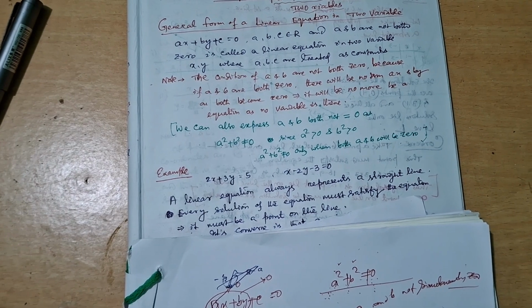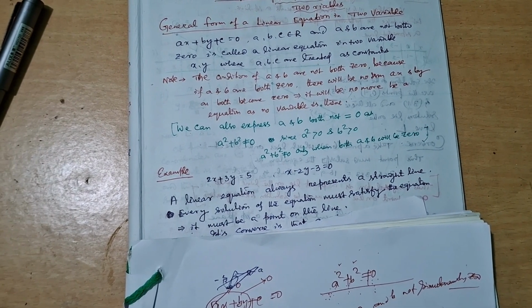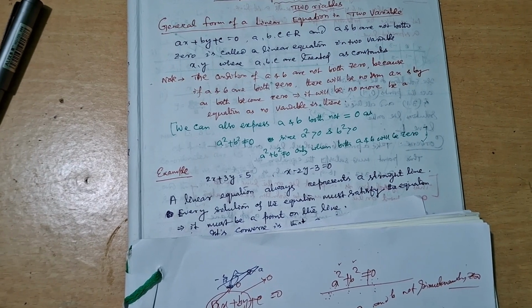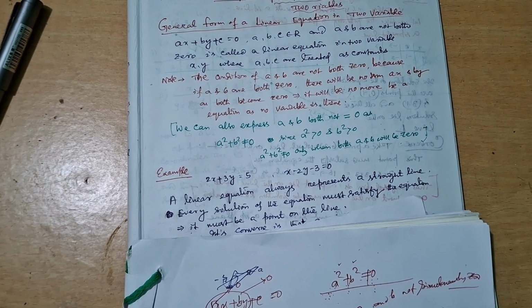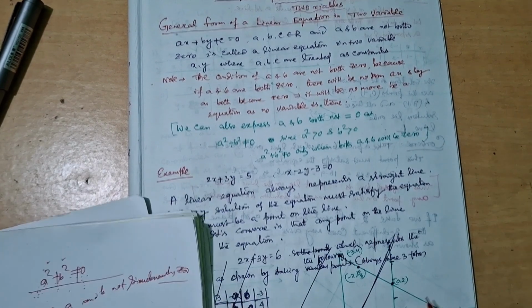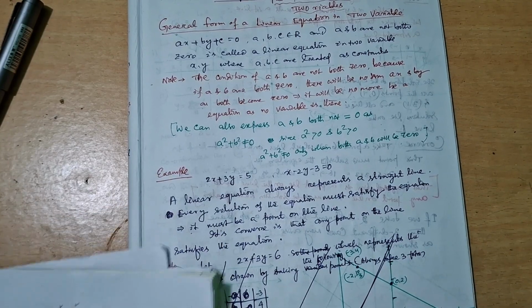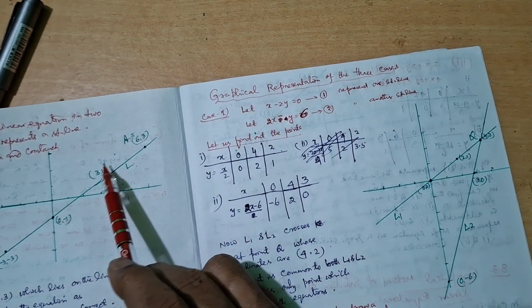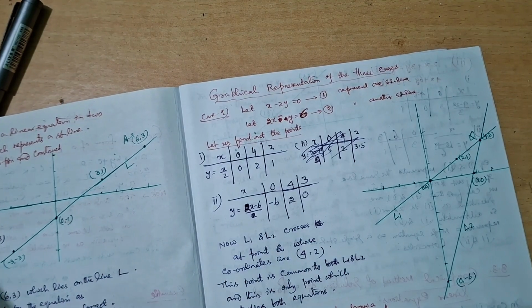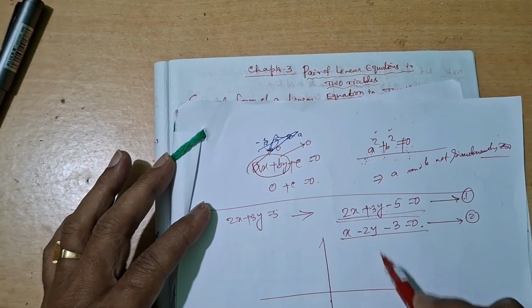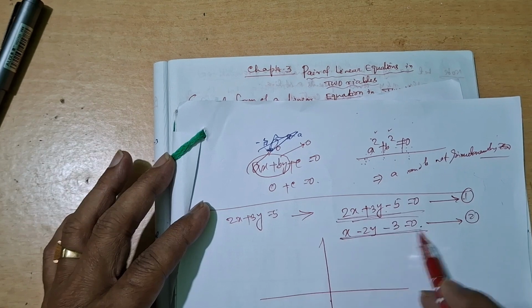So how will we solve this? In the previous chapter we have read that any linear equation in x and y always represents a straight line. So this is line 1, and this is line 2.